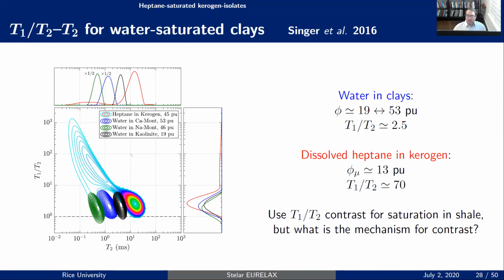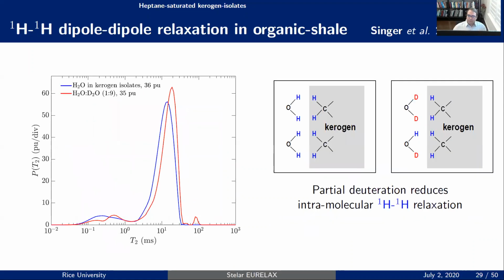But again, what's the real mechanism behind this? This is where simulations will help us. Before that, we also need to figure out what the relaxation mechanism is. To do that, we investigated water-saturated kerogen versus partially deuterated water-saturated kerogen. This is a similar technique to that used by Straley in water-saturated carbonates to show that hydrogen-hydrogen dipole-dipole relaxation exists in carbonates. Let's look at this illustration here.